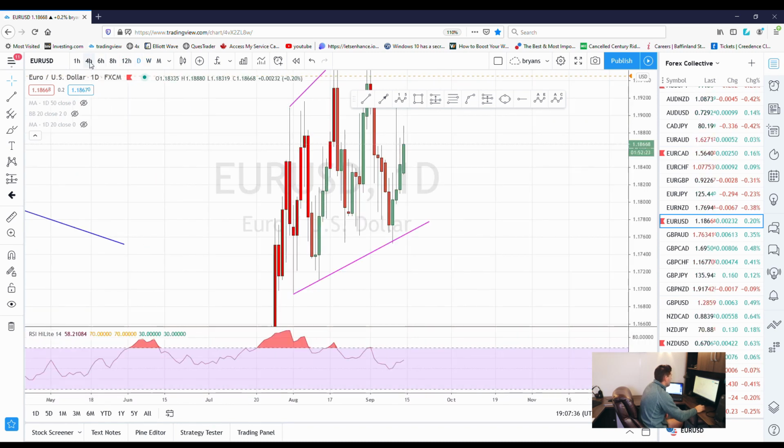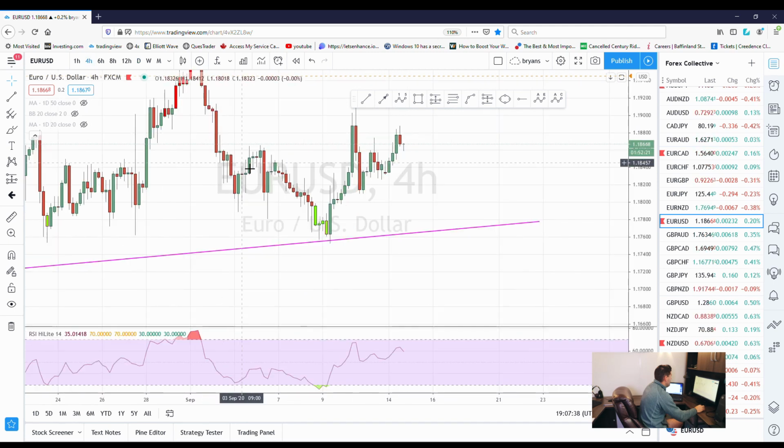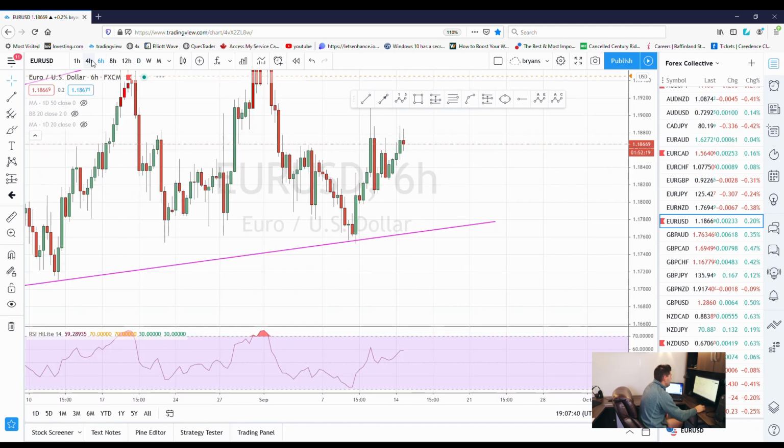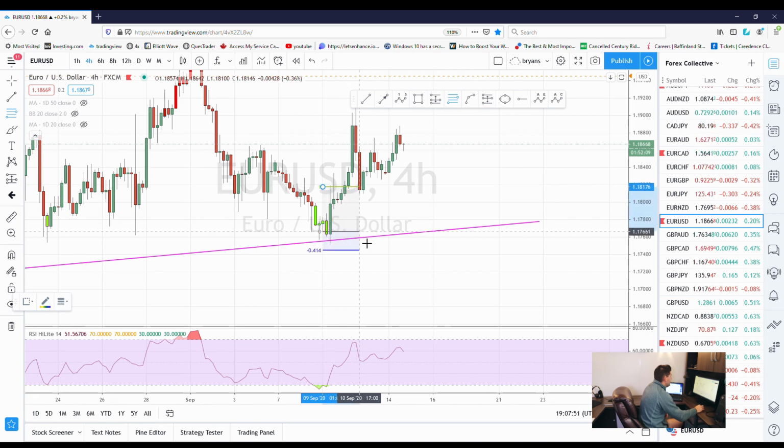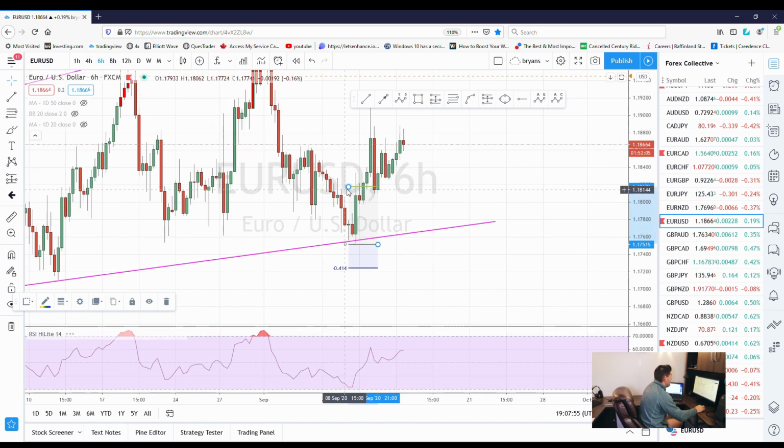So what I do is I'll pick one of them. Essentially it doesn't matter which one it is as long as it's 4-hour or greater. I'll draw a fib extension, fib retracement on it.